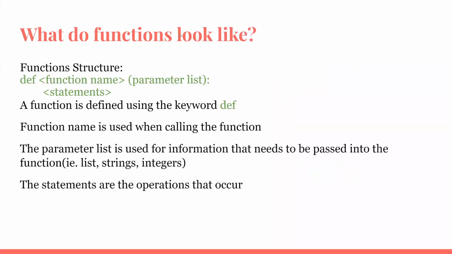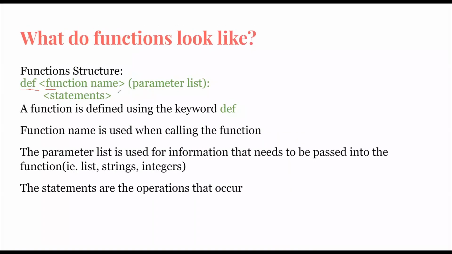So how do you define it? You do def, short for define, then the function name, a parameter list, and statements. The parameter list is basically what you want to take in as input. You can have multiple inputs, no inputs, one input, as many inputs as you want. And the statements are what it will do with the given input to produce output.